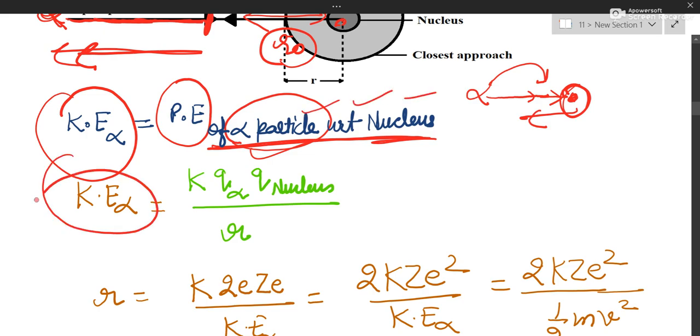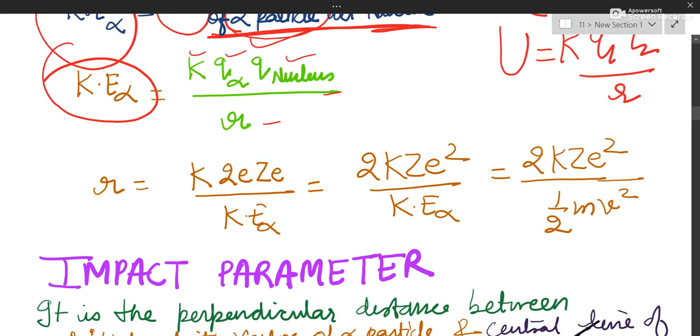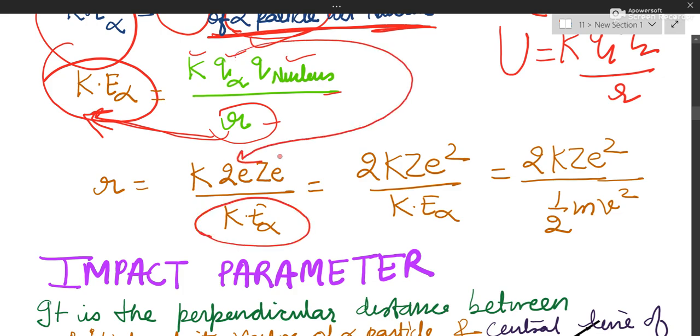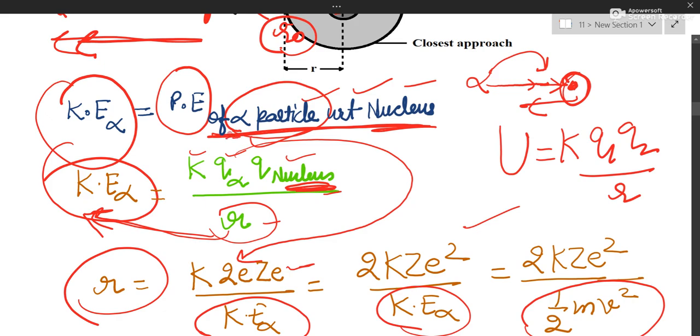So kinetic energy of the alpha particle is written here. The potential energy formula we have done in the chapter electrostatics. It is K Q1 Q2 by distance. So I've written K, charge on alpha particle, charge on nucleus divided by distance. So you can see R will come here, R will come this side and kinetic energy of alpha will come down. You can put the charge on the alpha particle as 2e and the charge on the nucleus as Ze, so you can multiply. If you wish, you can open the alpha particle's kinetic energy as half mv square. This is the expression for distance of closest approach. Simple. Kinetic energy changes into potential energy of the alpha particle with respect to the nucleus.